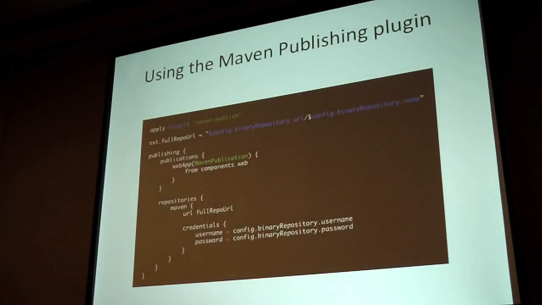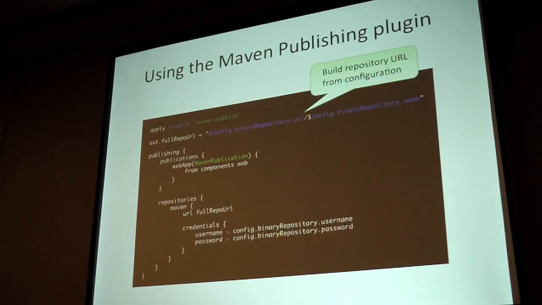So how do you actually push it up? I think in the newer version of Gradle, there's the new Maven Publishing plugin. I think they started with 1.3 to introduce it. So all you need to do is to apply the plugin Maven Publish, and there you can actually see we built the full URL of our binary repository based on the configuration that we read.